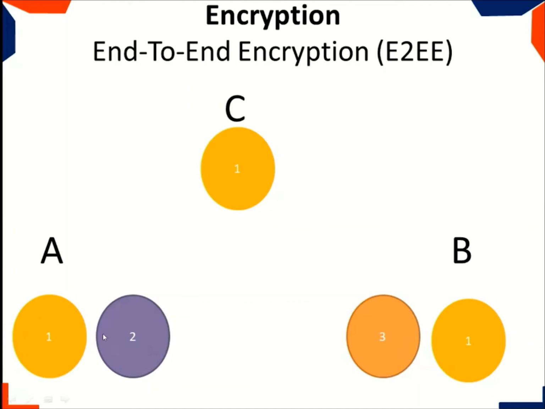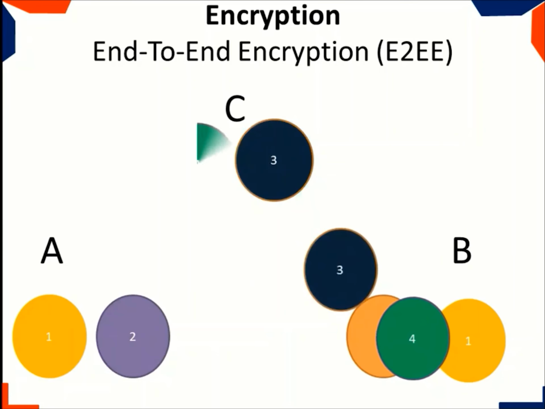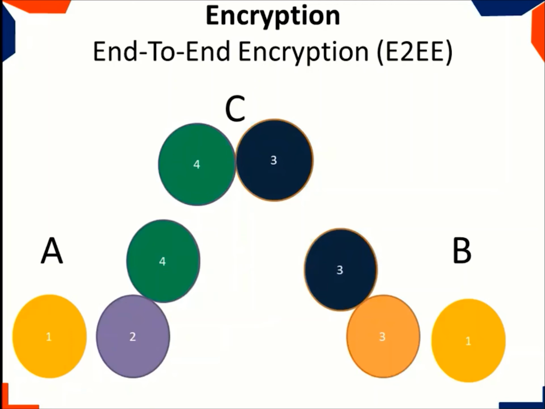So what both of them do is add. 1 is added to 2, it becomes 3. And 3 is added to 1, which becomes 4. Now they are going to send each other their totals. So C has 4, which he has seen B send to A, and C has 3, which A sent to B.